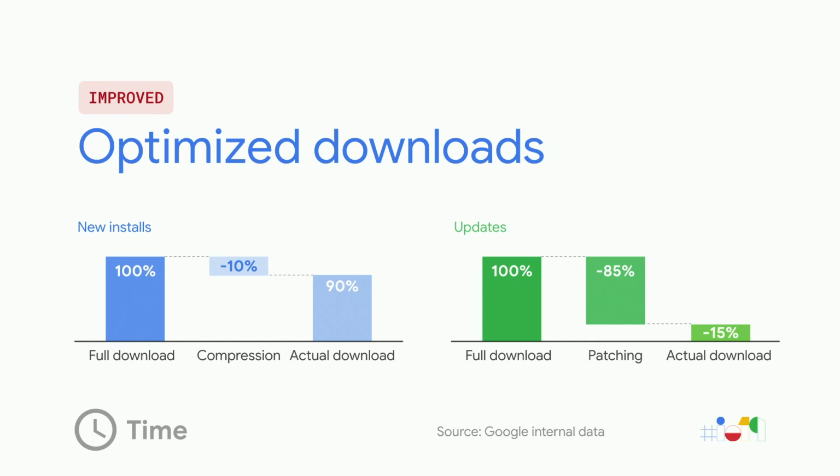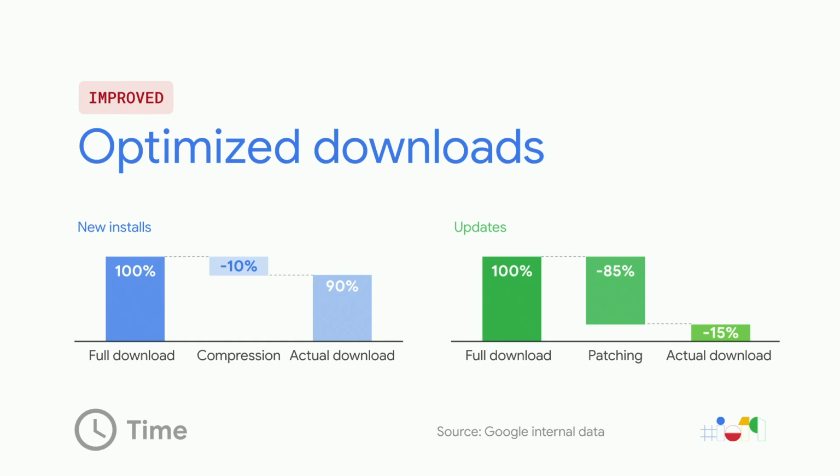What we can do here is make the artifacts, the APKs, smaller. And we do that using compression. For new installs, we automatically, on average, make 10% reductions on the size that was submitted to us. And that's something that's great. It just helps you without you doing anything different.